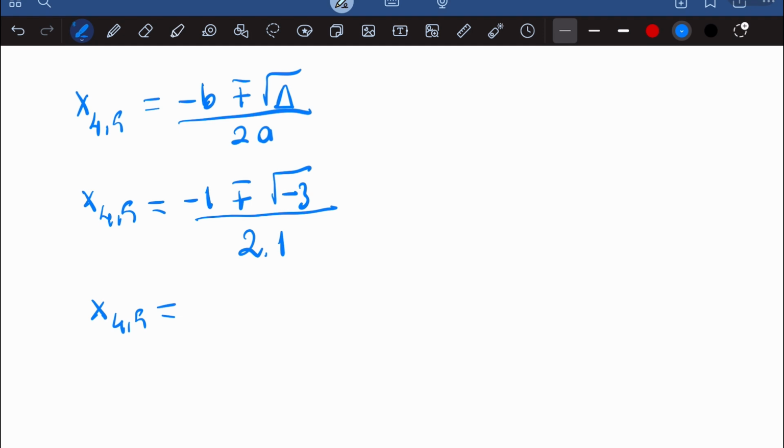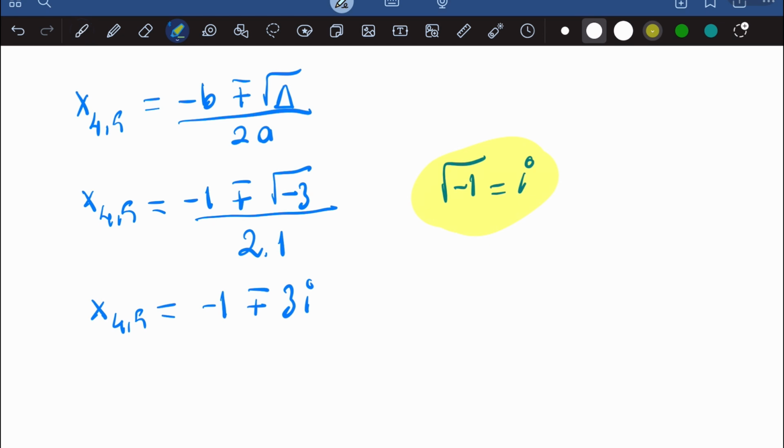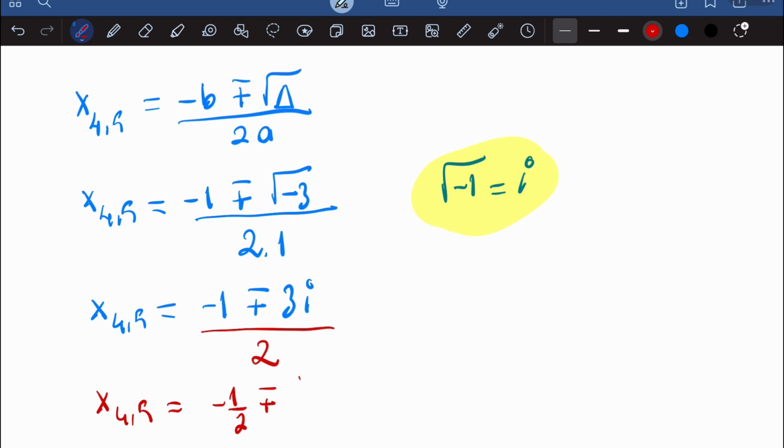So the fourth and fifth roots are negative 1 plus or minus... what will it be now? How will this come out of the root? When we look, it will come out as 3i. What was negative 1 inside the root equal to? It was equal to i. This is one of our most important properties. We do not forget it. When we continue, what will we write in the denominator of this 2? So x4,5 became negative 1 plus or minus 3i over 2.